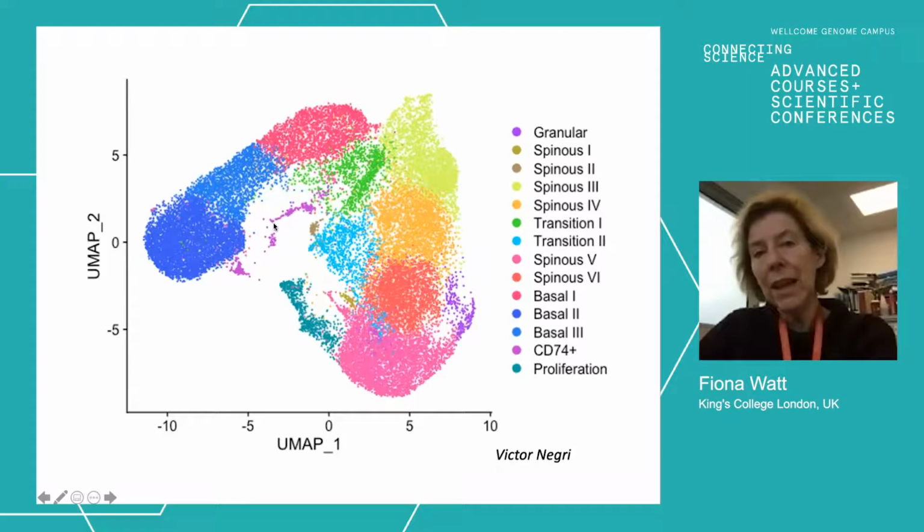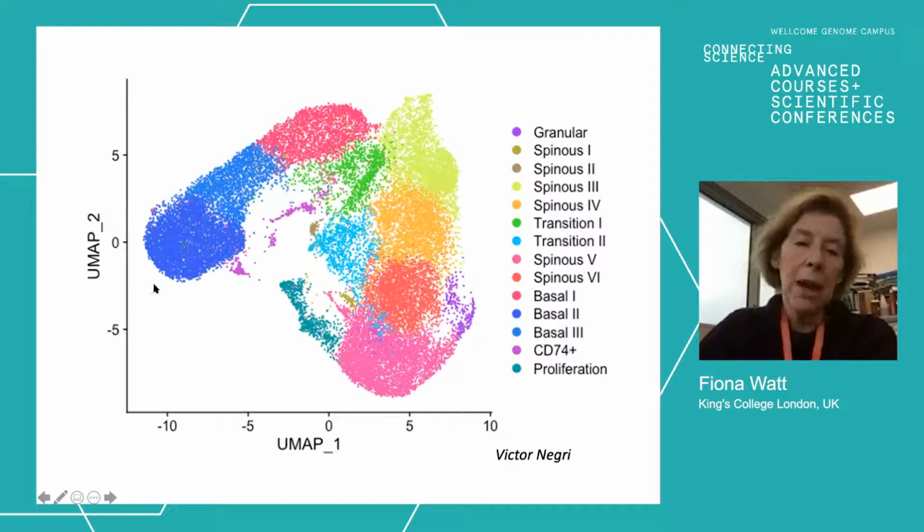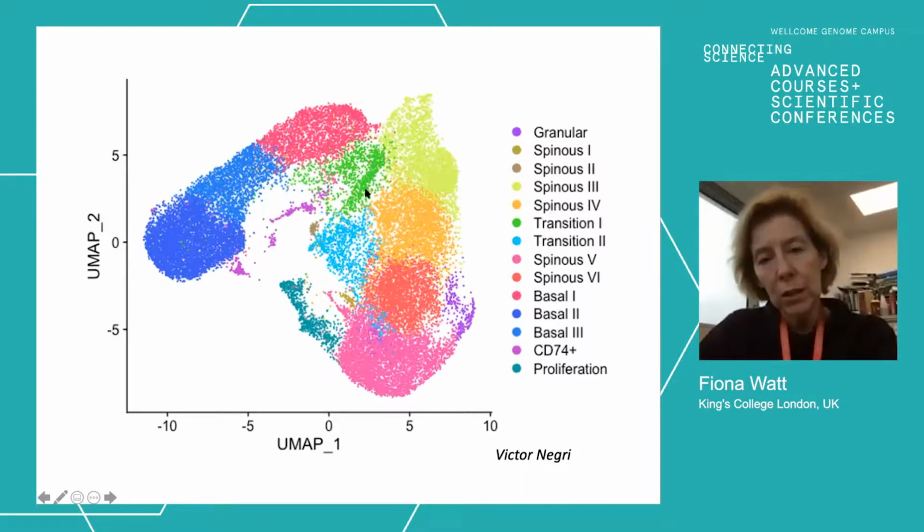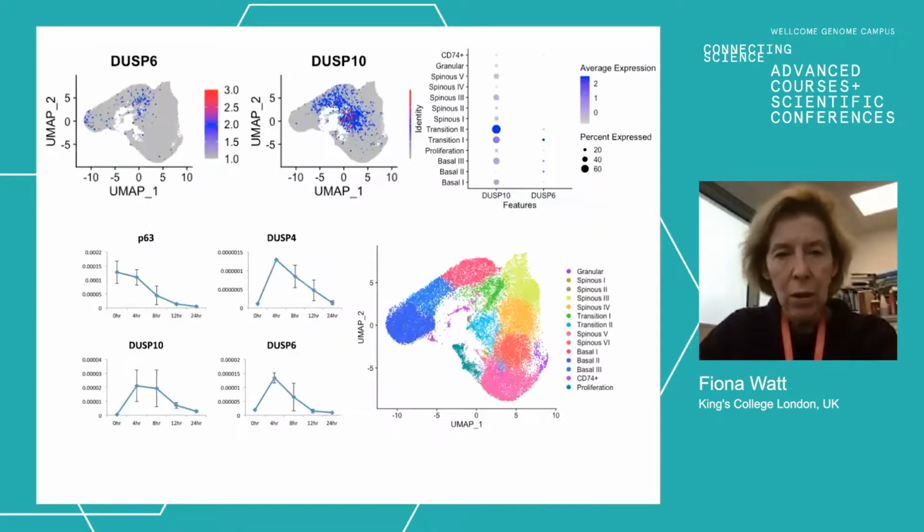And what particularly caught our attention was the predicted existence of these 2 populations here, which Victor has named transition 1 and 2. So essentially, the idea is that you have different basal populations, you have a transition or 2 transition populations, and then you move into the spinous and granular layers. So what is going on in there?